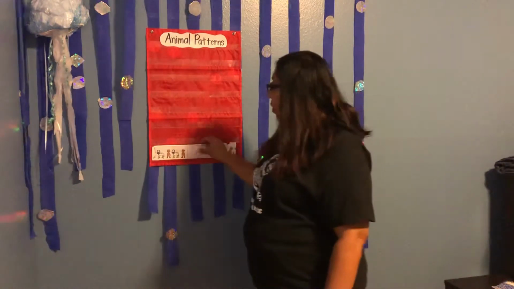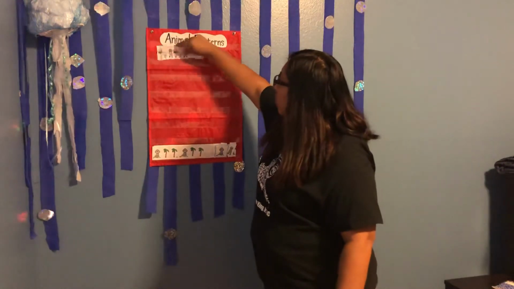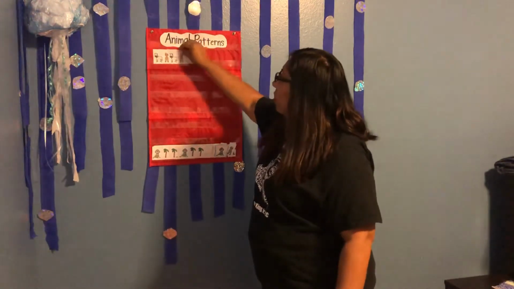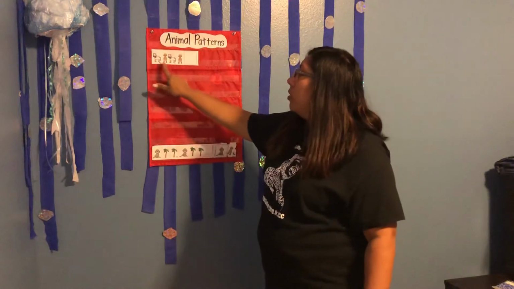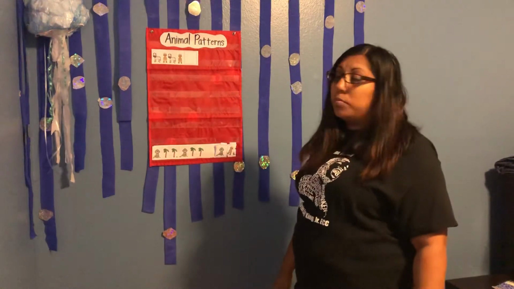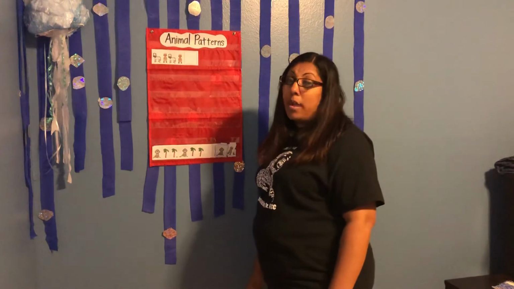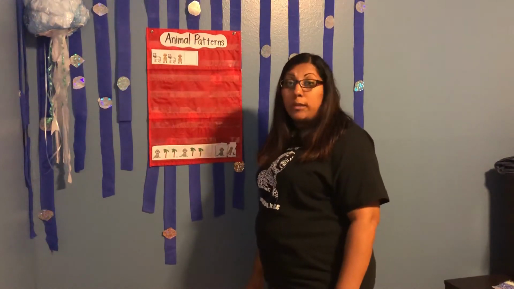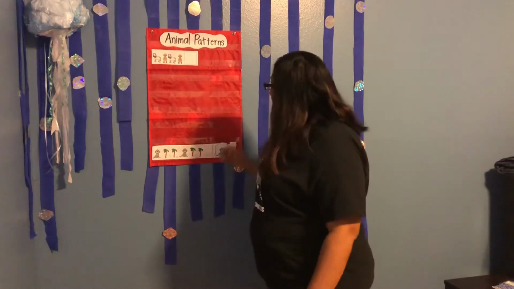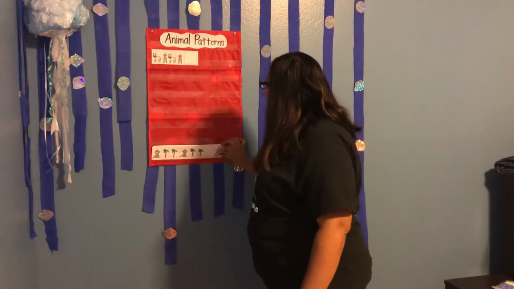So the first pattern we're going to look at is this one right here. And we're going to say the name of the picture, boys and girls. So the first one is zebra, zookeeper. Zebra, zookeeper. What comes next, boys and girls, right here? I think it's an animal that has a black and white pattern. What do you think? That's right. Zebra is the correct answer, boys and girls. A zebra.